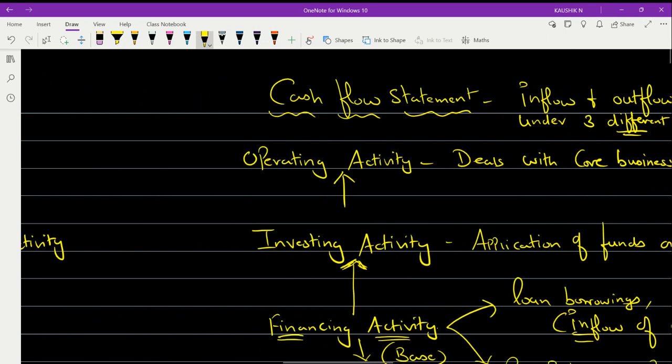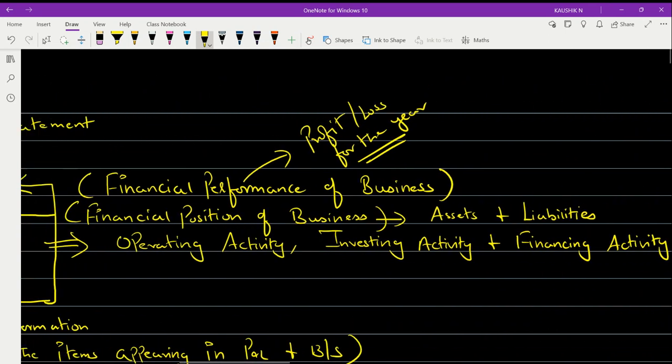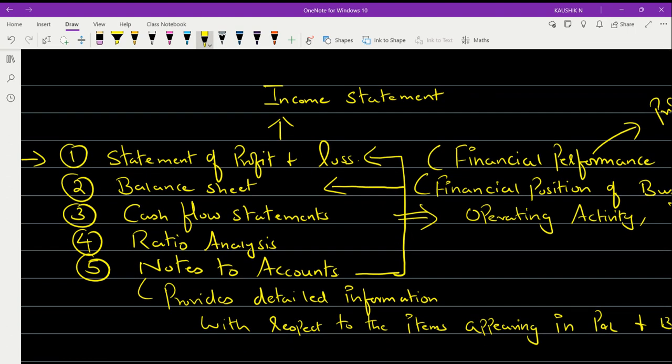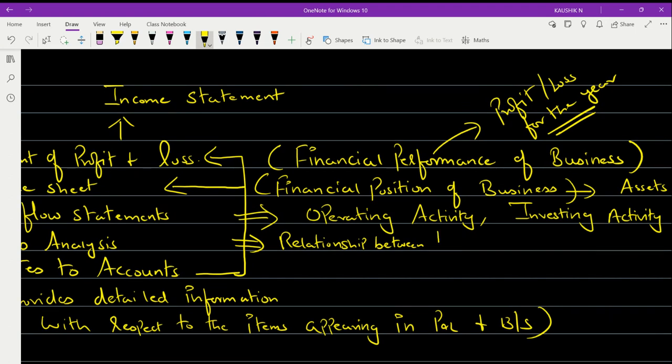Yes, sir. Okay. So the next one in our list of financial statements is something called ratio analysis. Basically, a ratio is nothing but a relationship between two items or two variables.